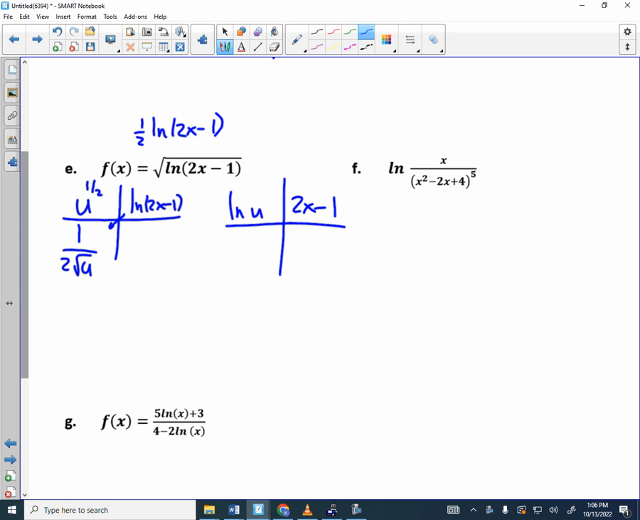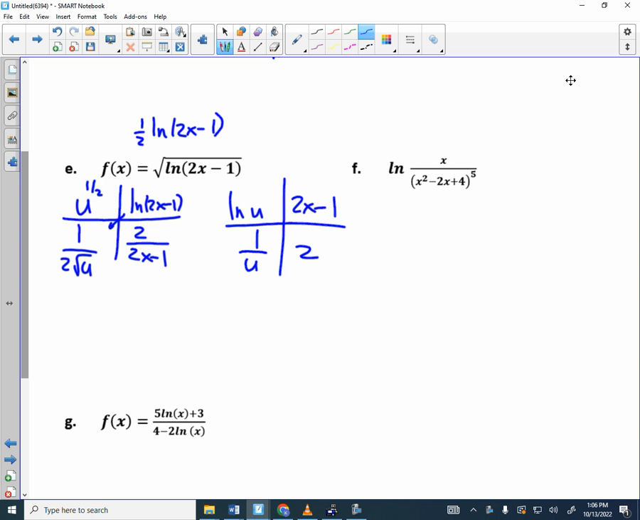2x minus 1. What's the derivative of natural log of u? 1 over u. What's the derivative of 2x minus 1? 2. So when you multiply these, what do you get? 2 over 2x minus 1. Agreed? So that's that derivative. I put it right in this box here.